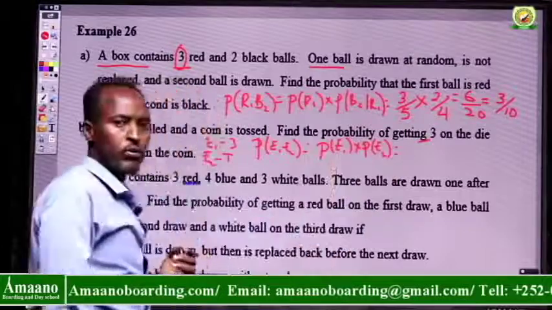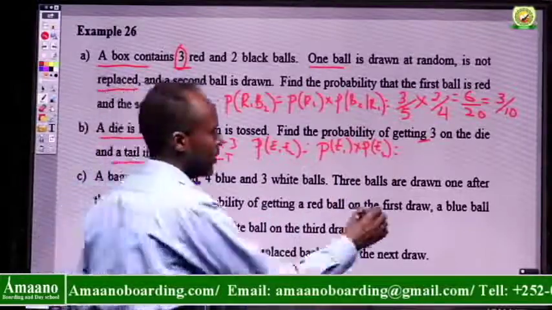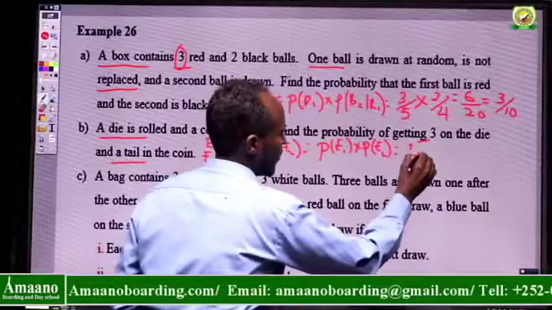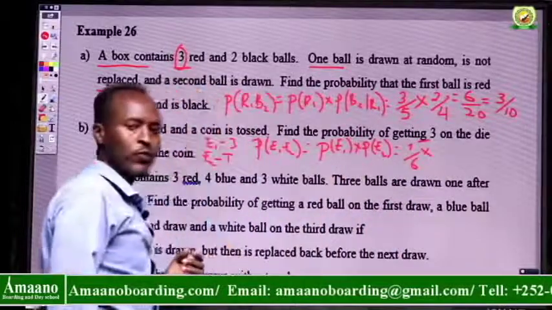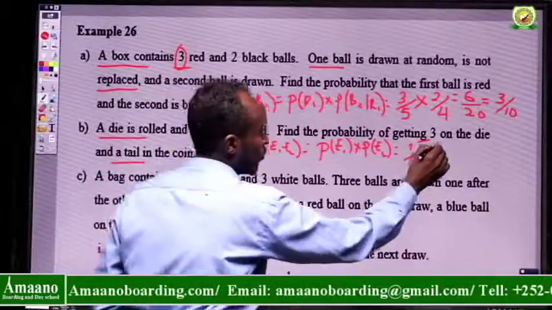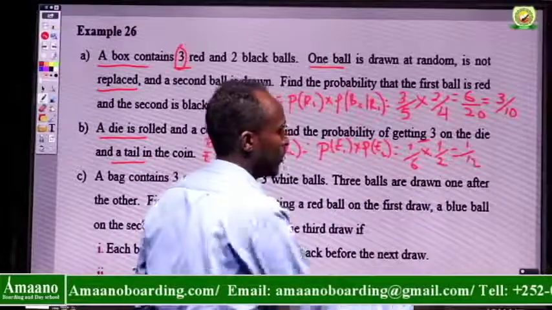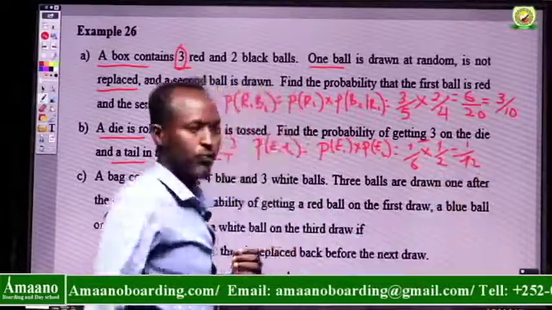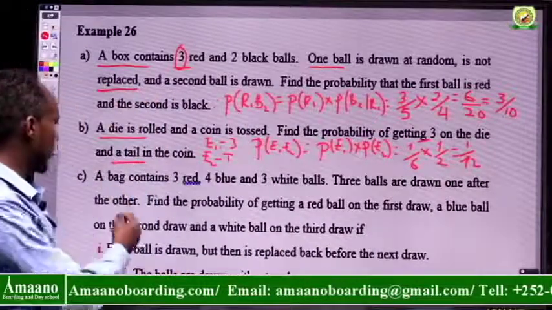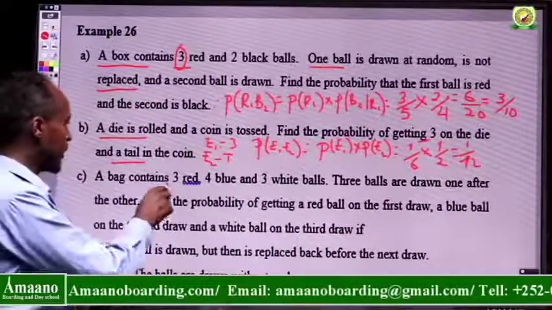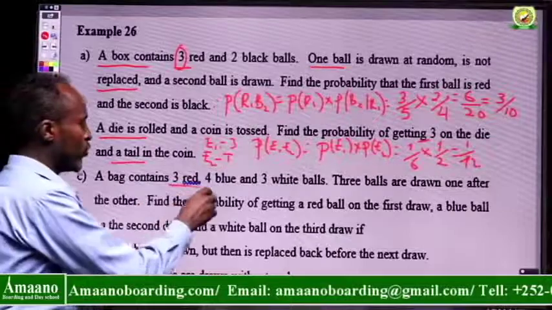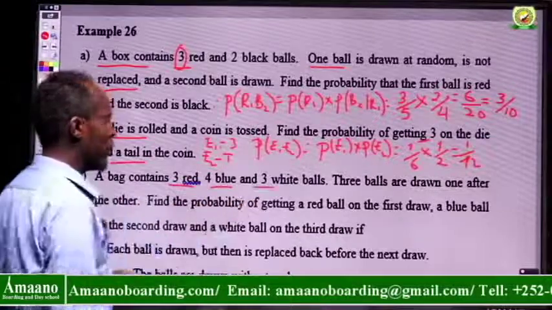What's the probability of getting 3 on a die? It is 1 over 6. The probability of getting a tail on a coin is 1 over 2. That is 1 over 12, that's 1 divided by 12. This is question 3. A bag contains 3 red, 4 blue, and 3 white balls.